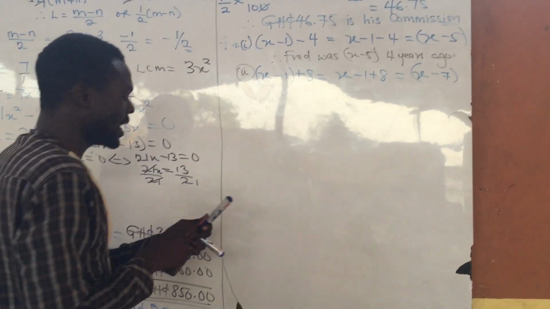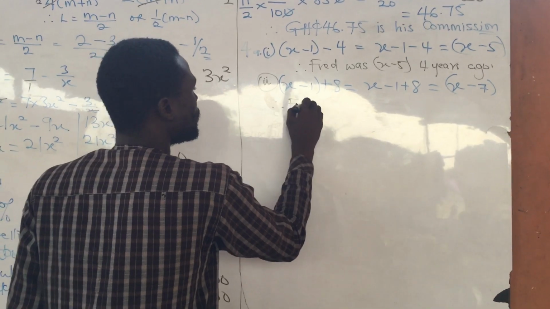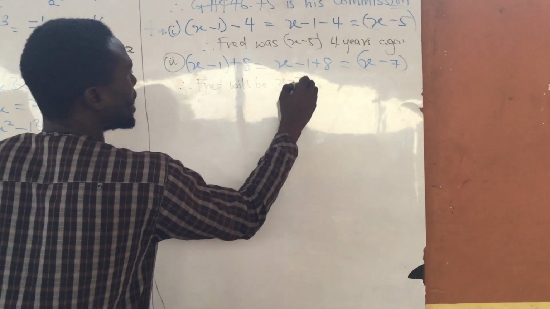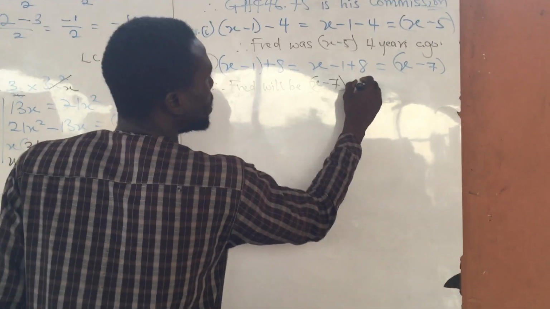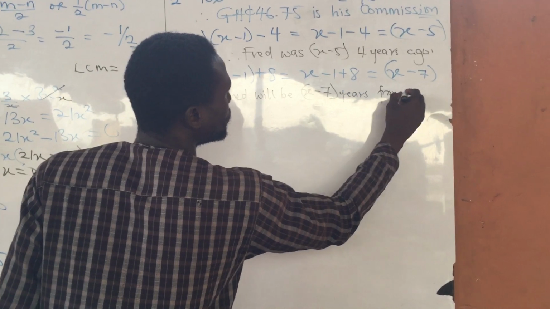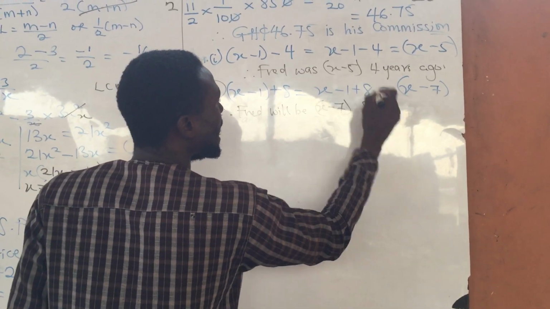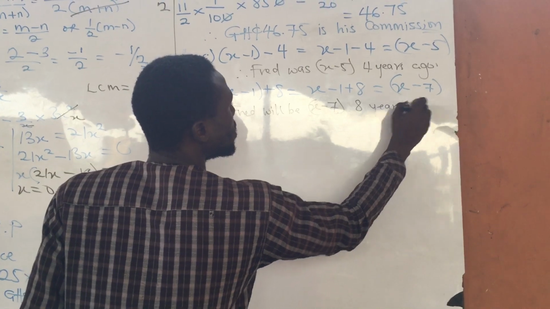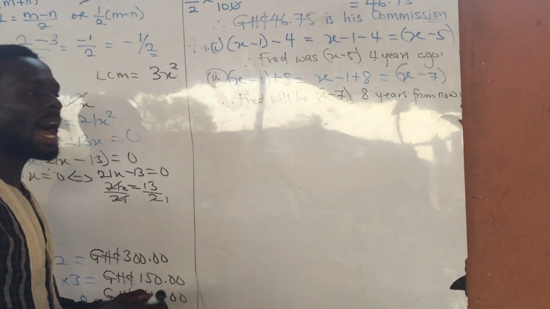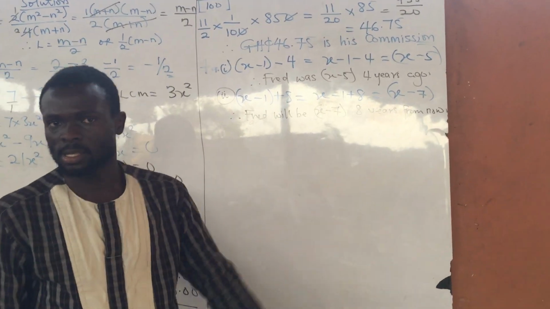So we are going to say, therefore, Fred will be X minus 7 years from now. So 8 years from now, Fred is going to be X minus 7.